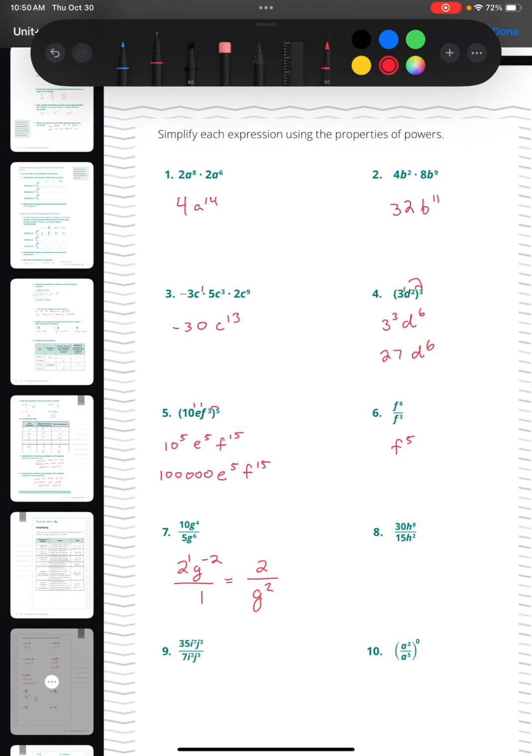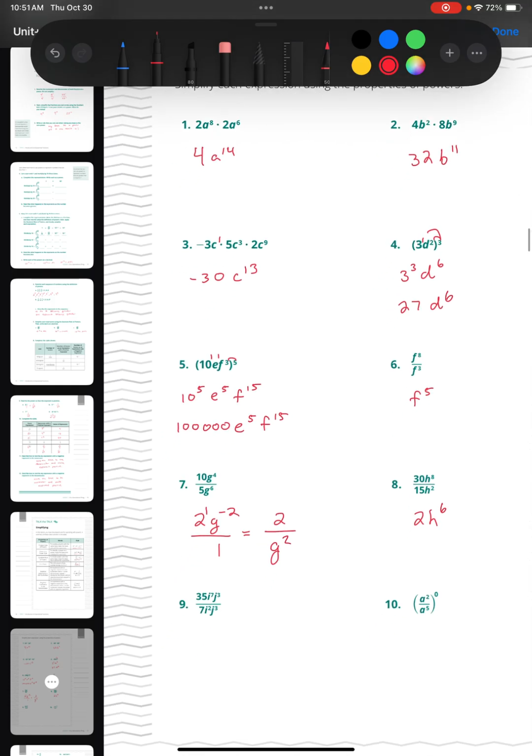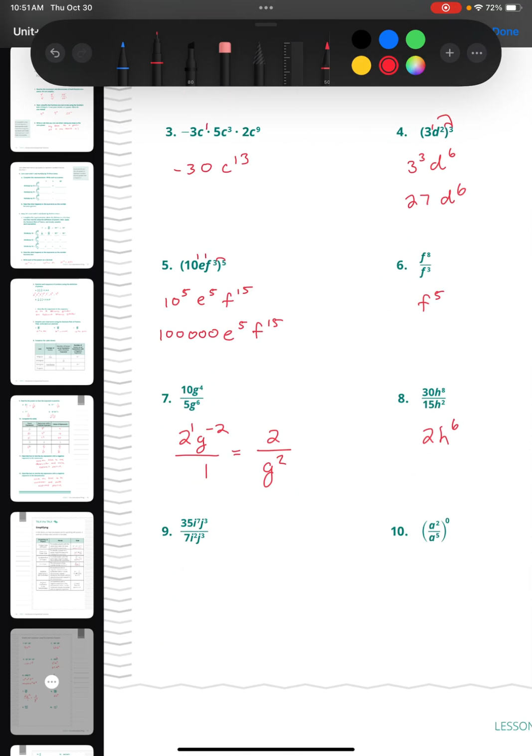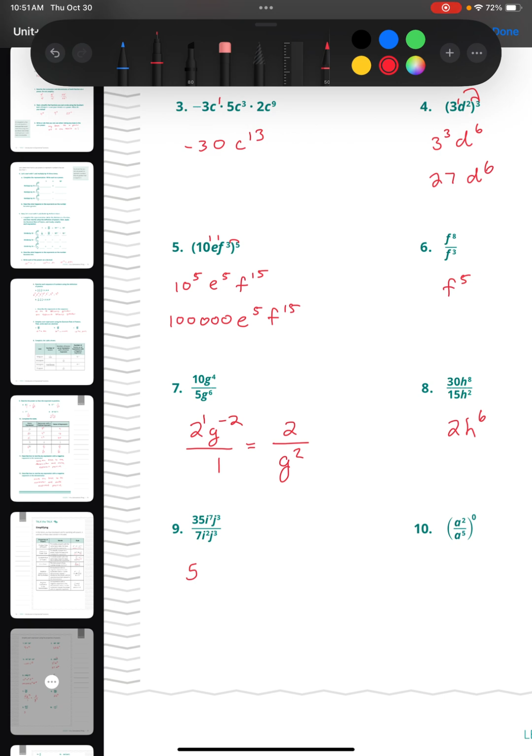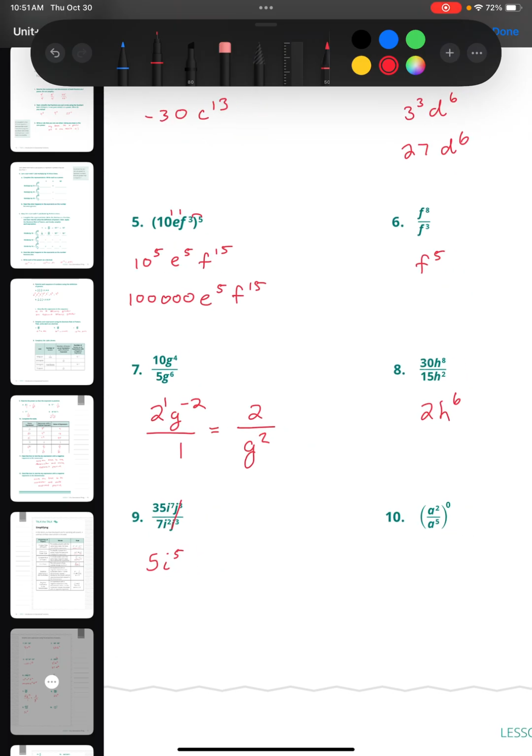Okay, for 8, coefficients of 30 and 15, divide those and we get 2. The h's, 8 minus 2, and we get h to the 6th when we subtract those exponents. And then the last two on this page, again, we're dividing. So 35 divided by 7 gives us 5. And then our quotient rule, we subtract our exponents. For the i, 7 minus 2 gives us i to the 5th. But for the j, 3 minus 3 is 0. So anything to the 0 power is 1, so those just cancel out. So we just get 5i to the 5th.